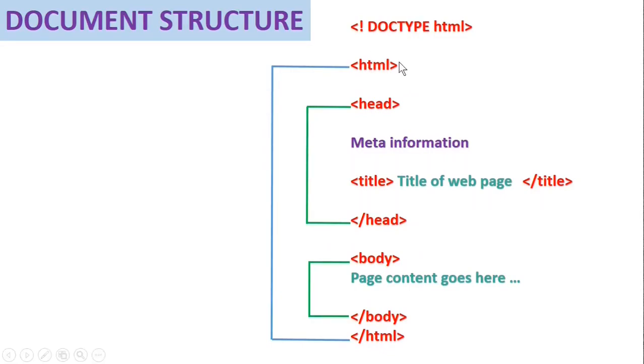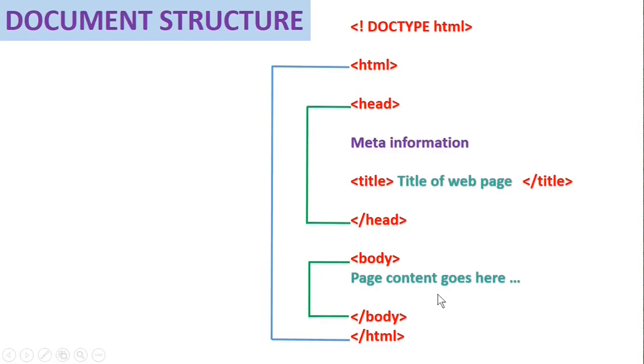Then we have the HTML element or HTML tag. This is the root element of the HTML document because every tag used inside the HTML document structure will be present inside this HTML tag, except the doctype HTML tag. Inside the HTML element we have two elements: one is the head element, another is the body element. Inside the head tag we have meta information, which I explained in the previous lecture. Then we have the title tag, whose content is the title of the web page. But the very important thing is whatever we write inside the head tag cannot be seen on the browser.